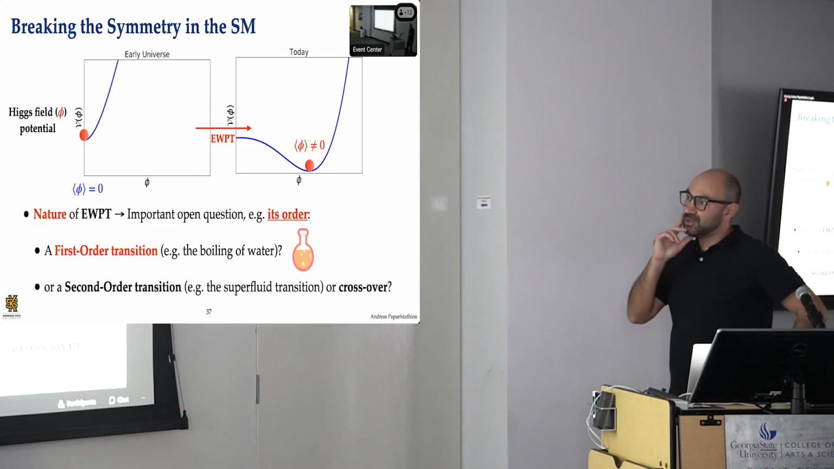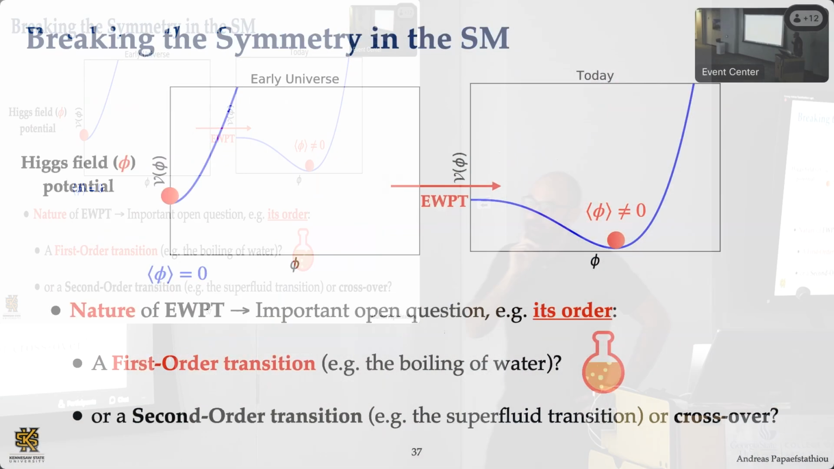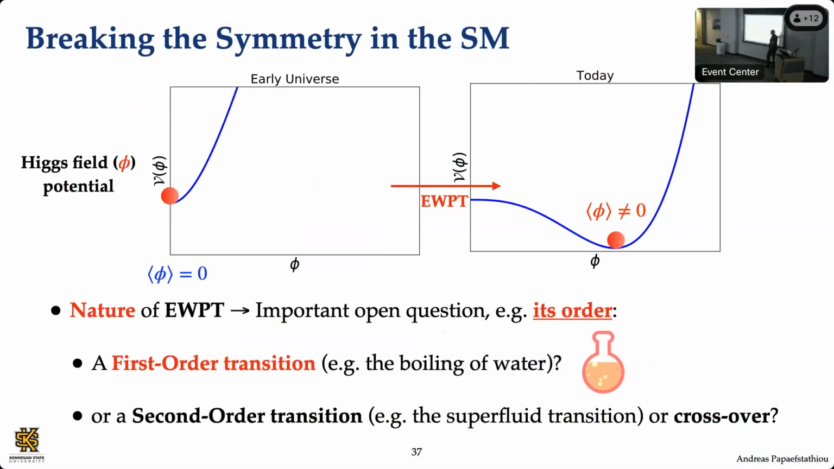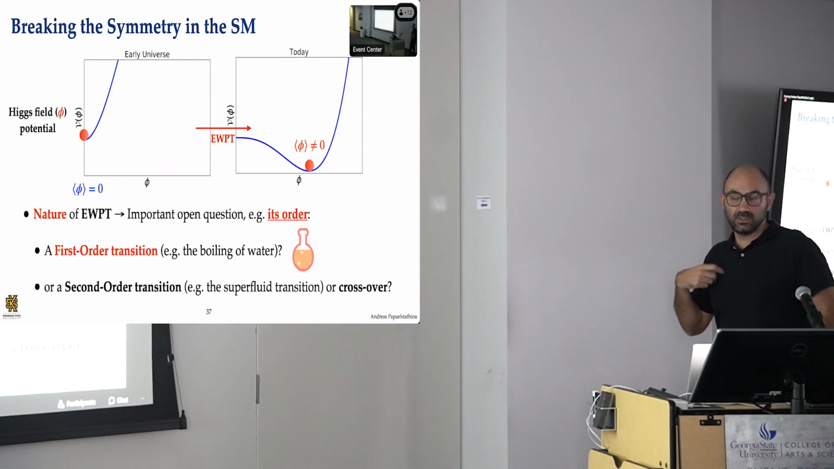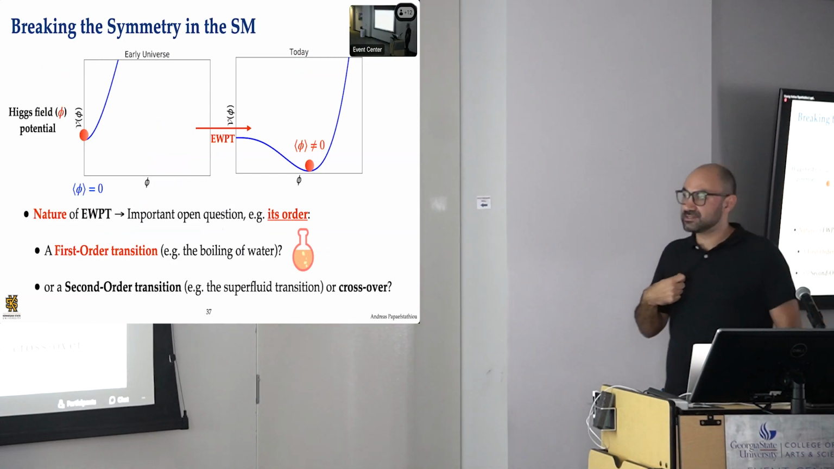Okay, but now let me go back to the electroweak phase transition. So the electroweak phase transition, again, is how we ended up from the early universe state, where we had a symmetric potential and no vacuum expectation value, to the broken phase of this Higgs field, where the potential has a non-zero vacuum expectation value, in this sort of Mexican hat potential. So the nature of this transition is an important open question. We don't know what its order is.